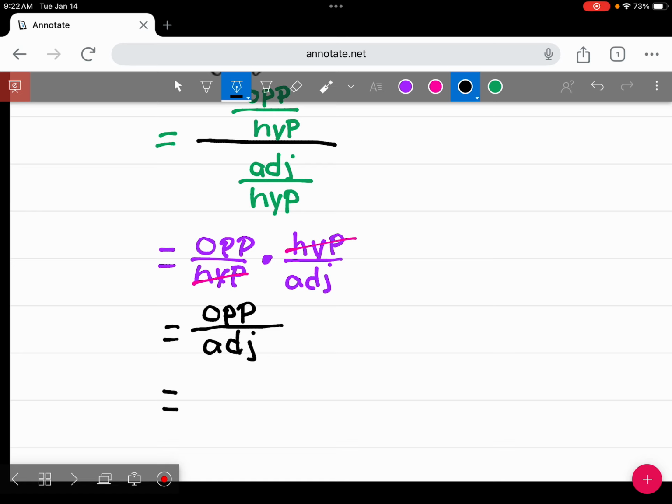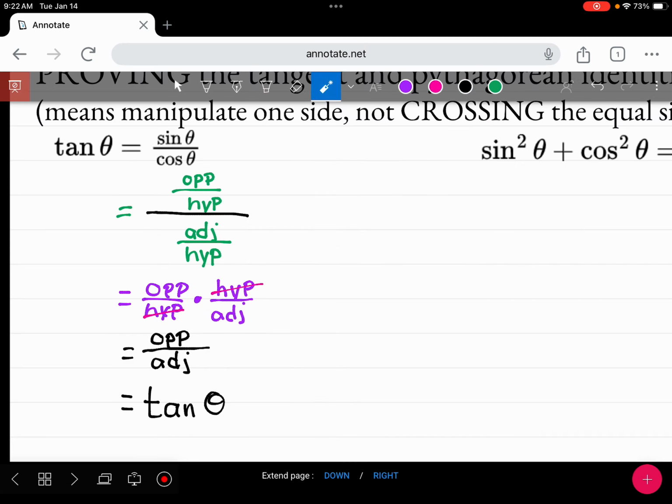which stands for what trig function? That's tangent. TOA. So tangent of theta is the same thing as opposite over adjacent. And I've taken my sine over cosine and made it match this left-hand side where it says tangent of theta. So that's what we mean when we say verifying.